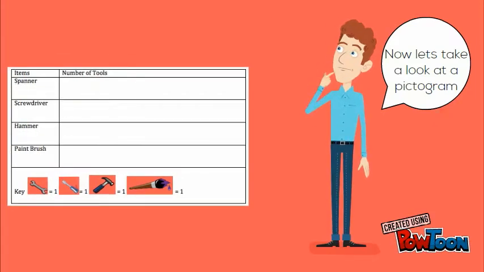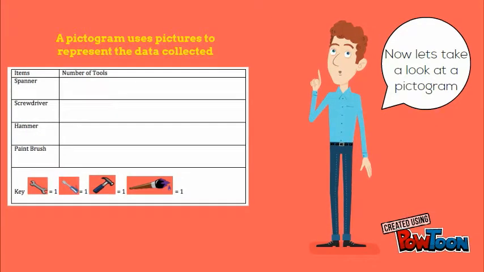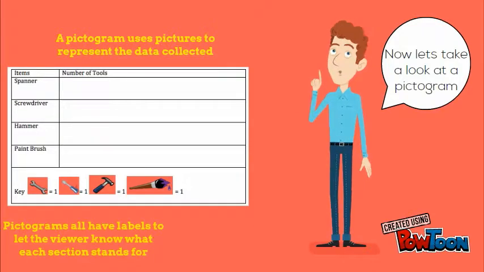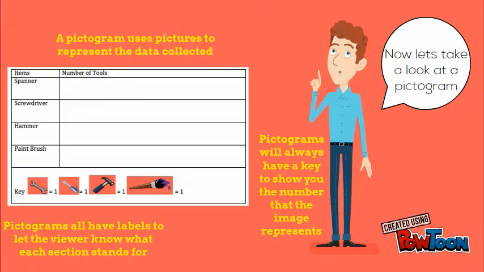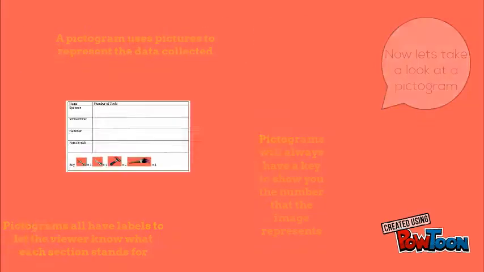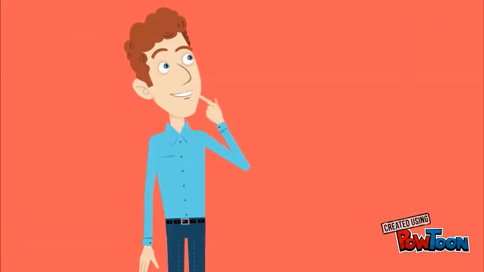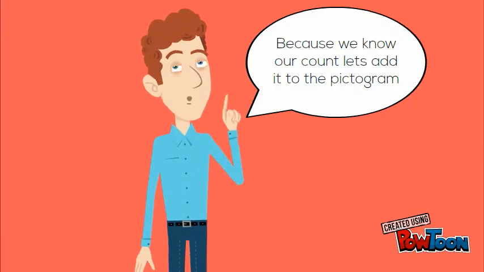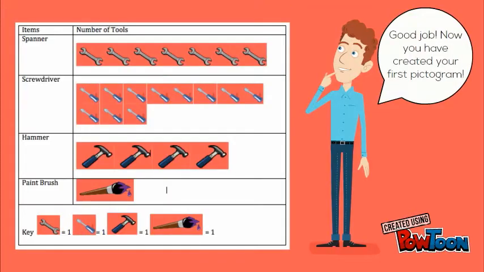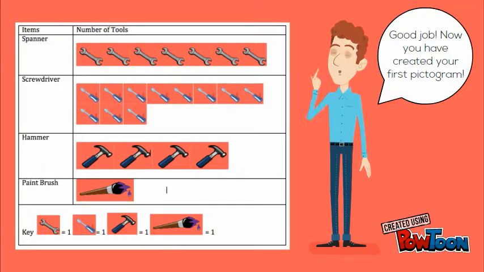Now, let's take a look at a pictogram. A pictogram uses pictures to represent the data collected. Pictograms all have labels to let the viewer know what each section stands for. A pictogram will always have a key to show you the number that the image represents. Because we know our count, let's add it to the pictogram. Good job! Now you've created your first pictogram.